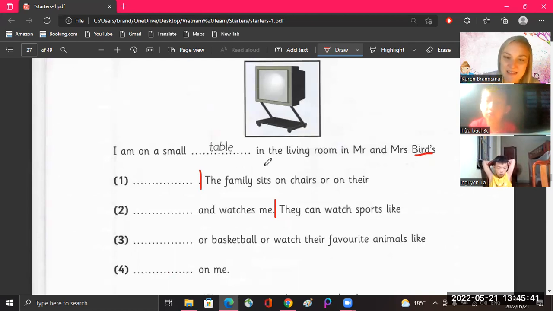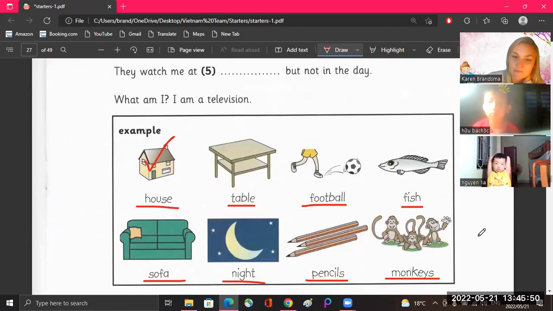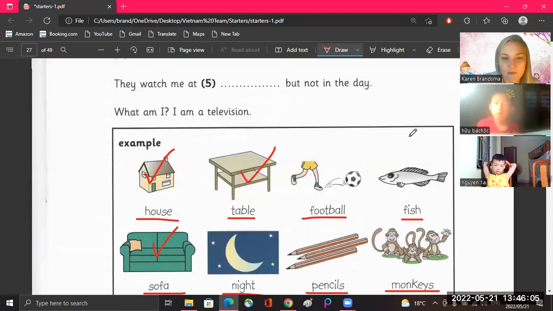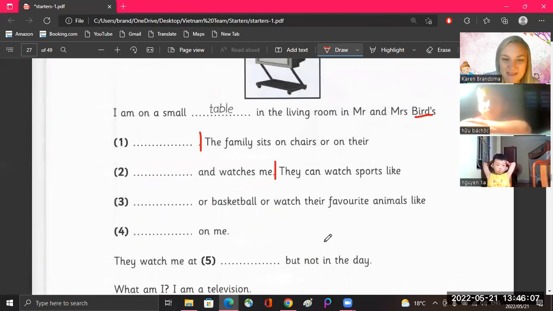Okay, Bach, you're going to read up to there for me. The family sits on chairs all the day. Do you sit on the table? On the sofa. Yes. Okay. Oh, we've got table already. Let's tick table. Okay. Nguyen, can you read for me? Up to there.